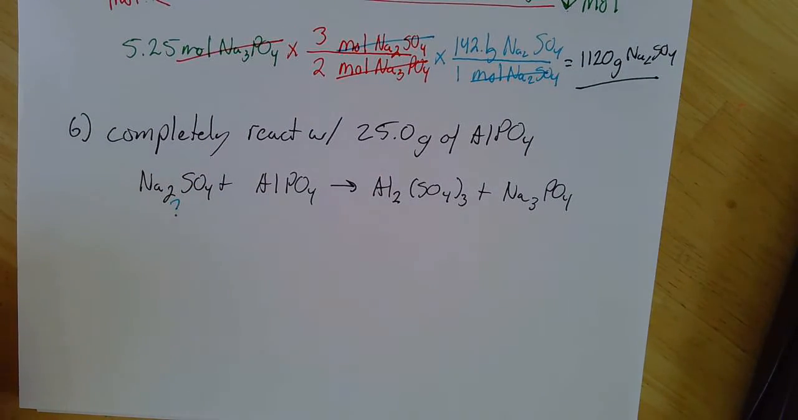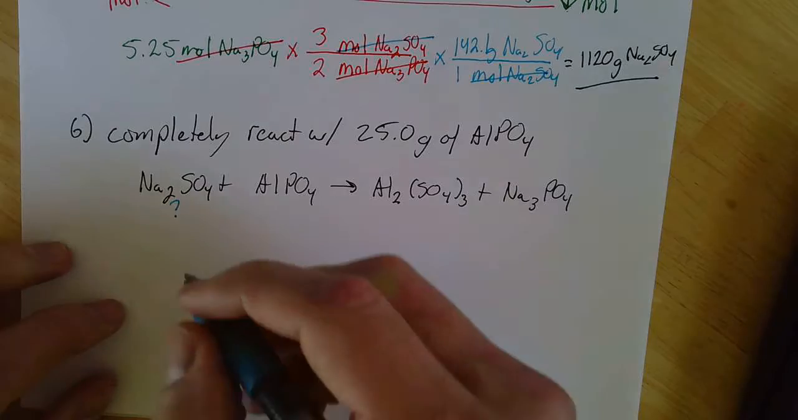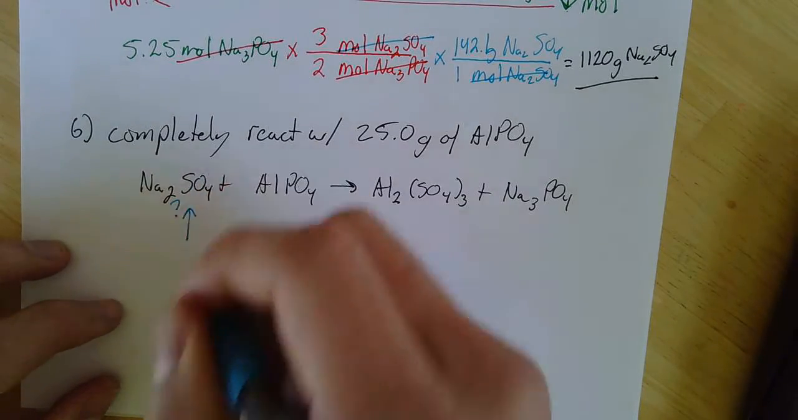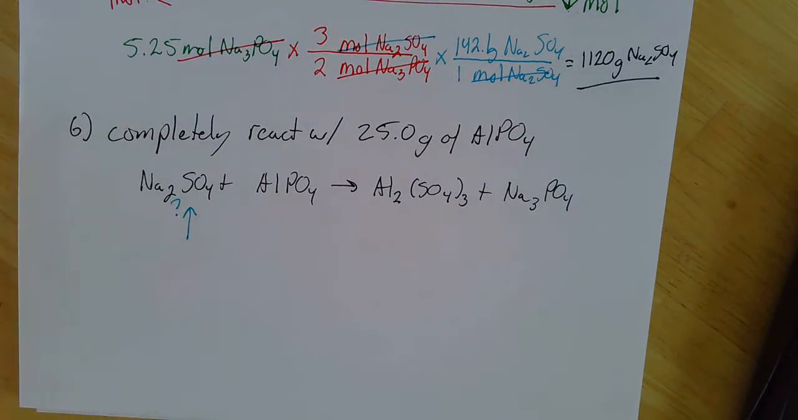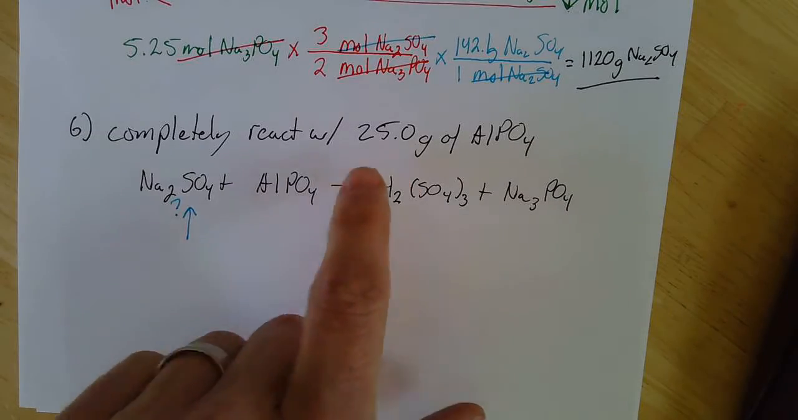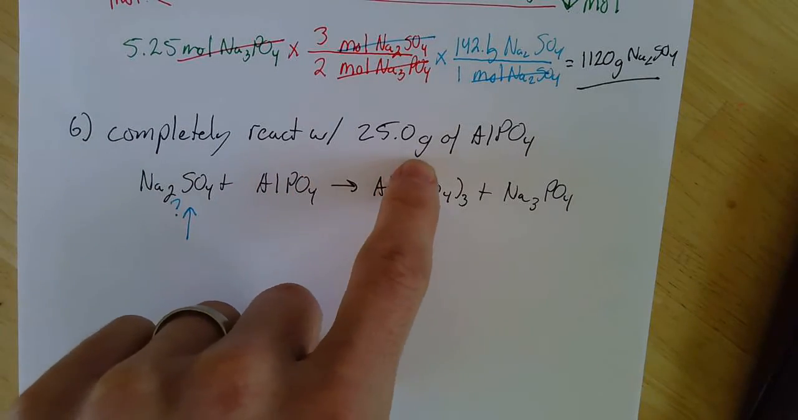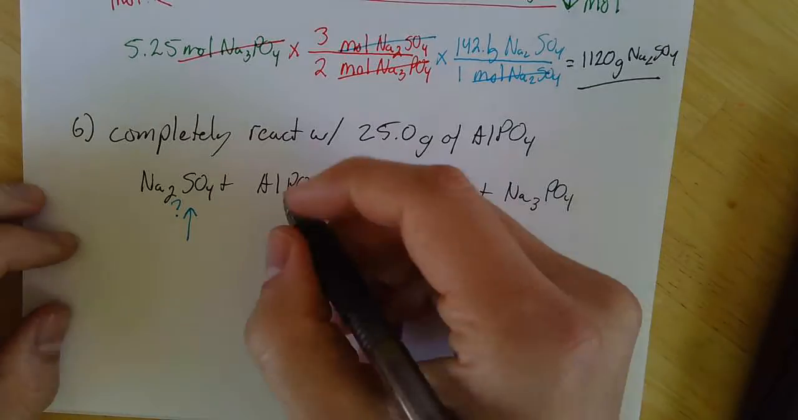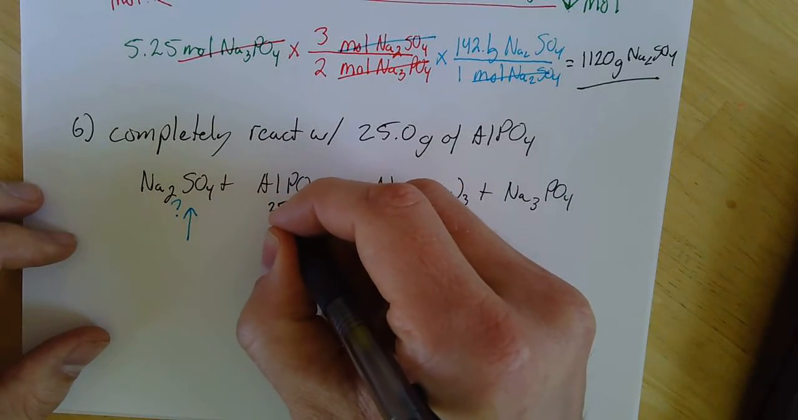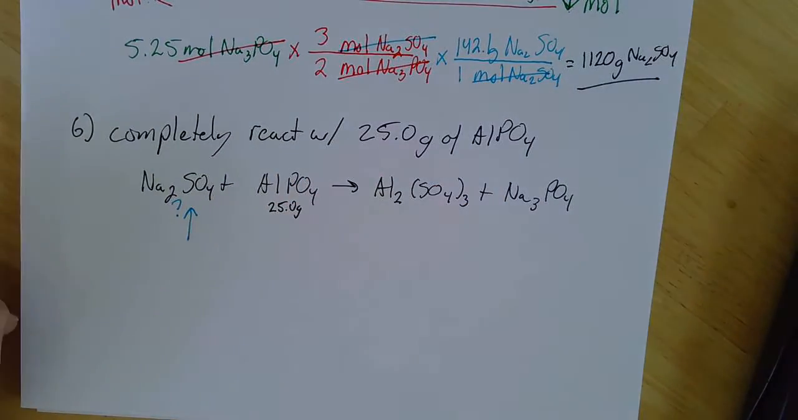Different question, ending up with the same results. Okay, so I can write this one backwards. There's my arrow. I'm trying to get there. Where am I starting? In this case, I'm starting with 25 grams of AlPO4, which I completely react. So my 25 grams of AlPO4 is right there.